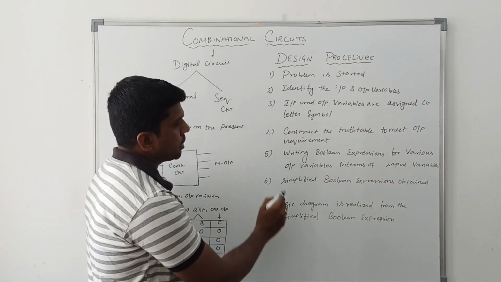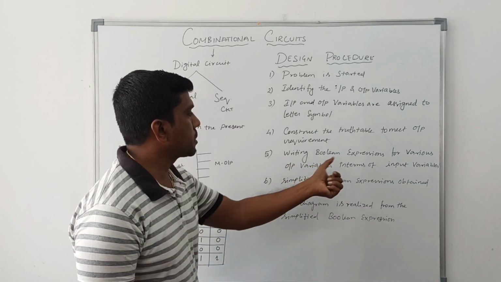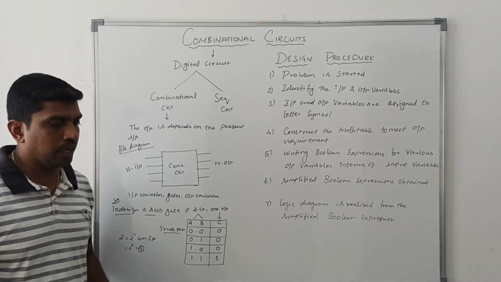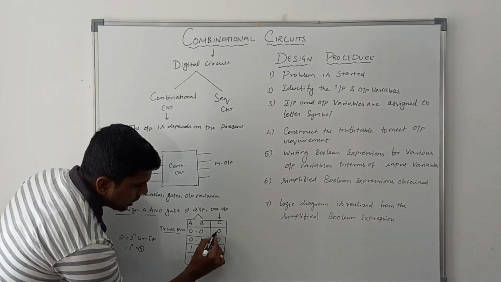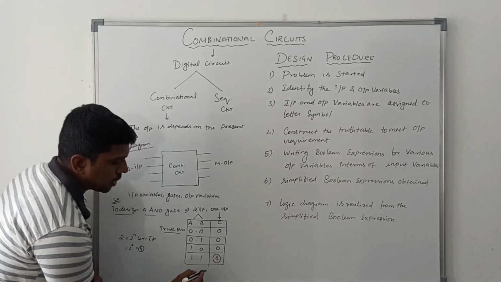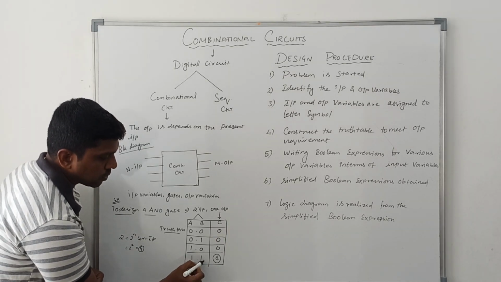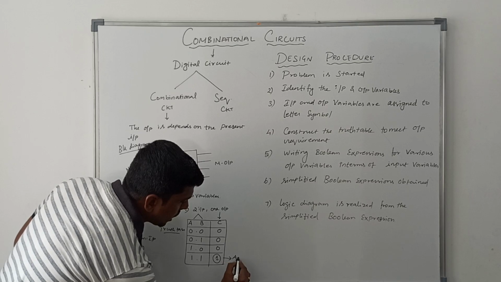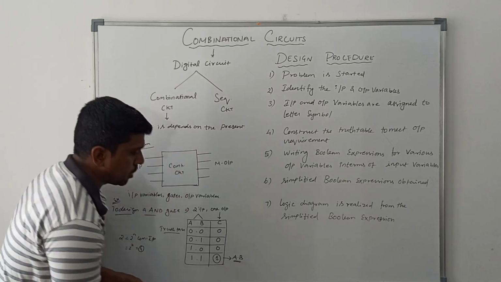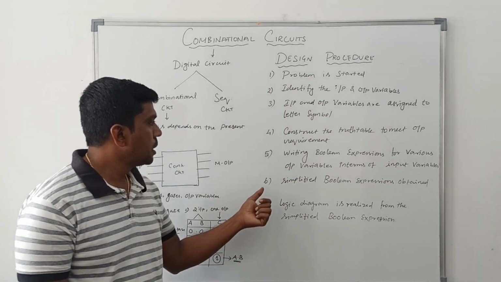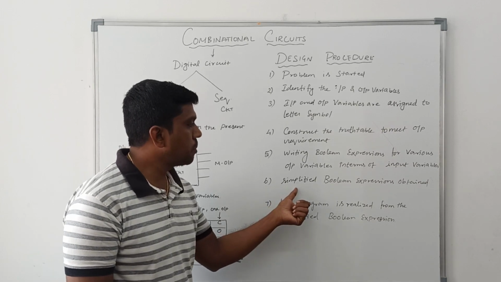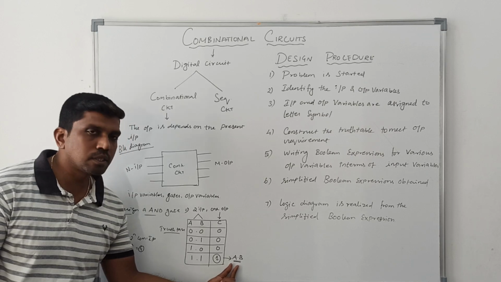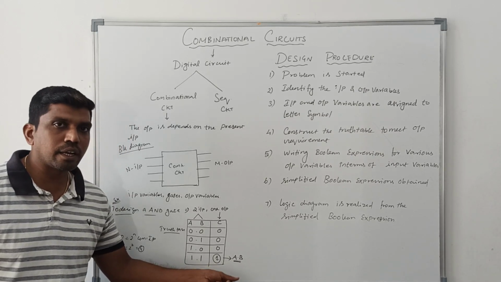Then fifth step, write the Boolean expression for the output variables in terms of the input variables. In this truth table, we have only one output. For 1 dot 1, the corresponding output is 1, so the Boolean expression is A dot B. Then the sixth step, simplify the Boolean expression. Here the Boolean expression is very simple, so it is not simplified again.